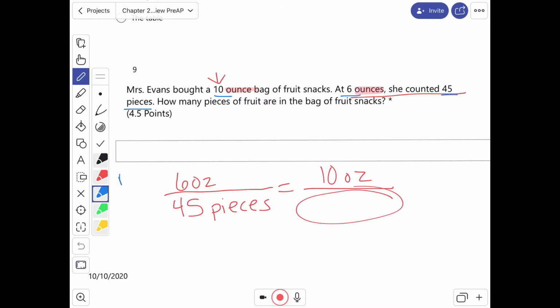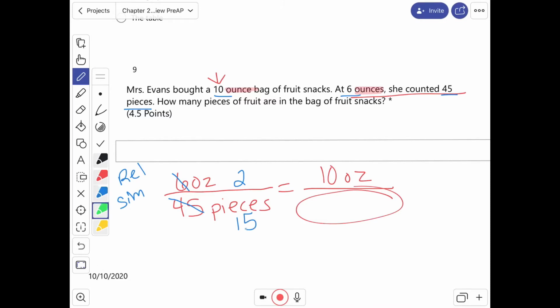So maybe we try simplifying. Relationship first, then simplify. Can I simplify 6 and 45? Yes, I can divide both of those by 3. 6 divided by 3 makes 2. 45 divided by 3 makes 15.